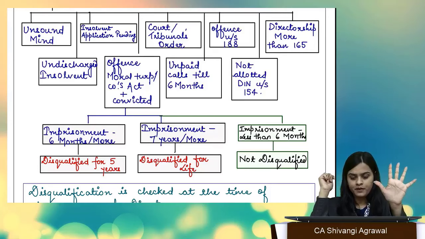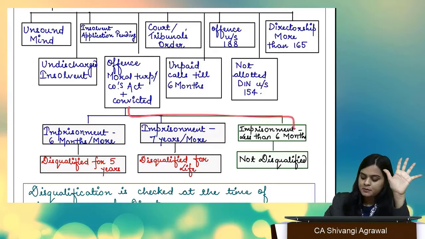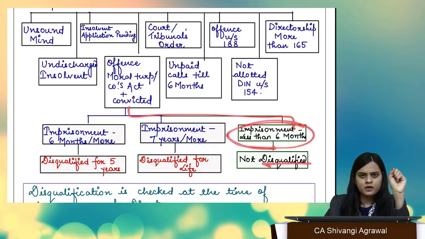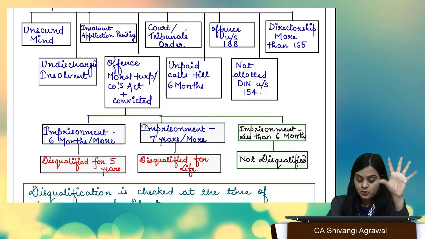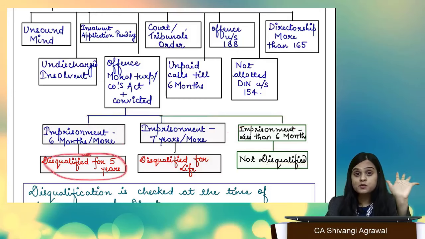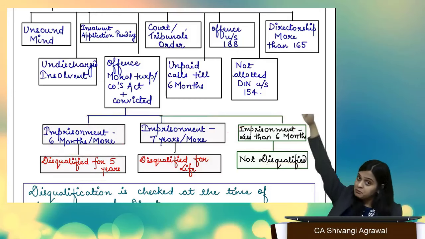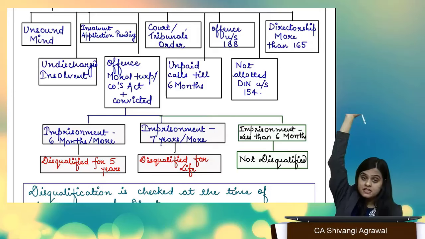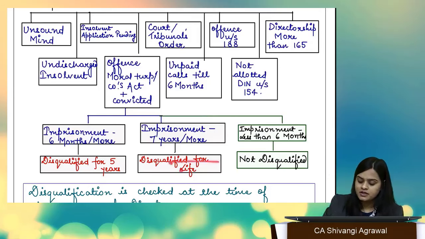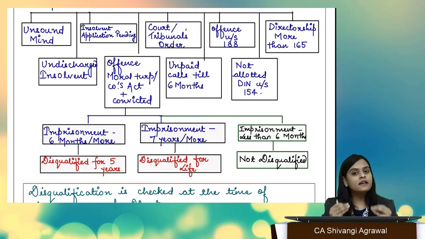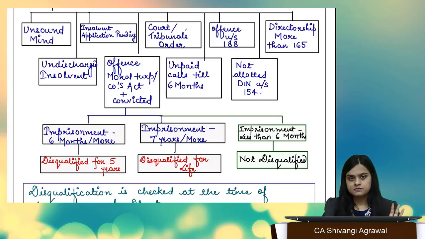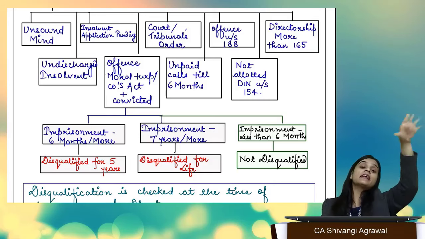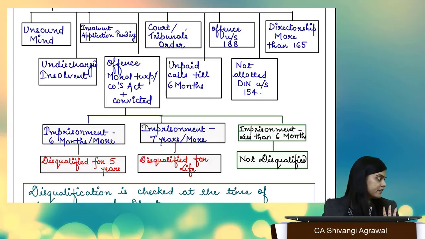Okay. See, if your imprisonment is less than 6 months, you are not disqualified even for a single day. If your imprisonment is 6 months or more, you are disqualified for 5 years. But supposedly the imprisonment is 7 years or more. Then you are disqualified for life. You can never be appointed as a director in any company. Any company, any time in the future, you cannot be appointed. Fine.